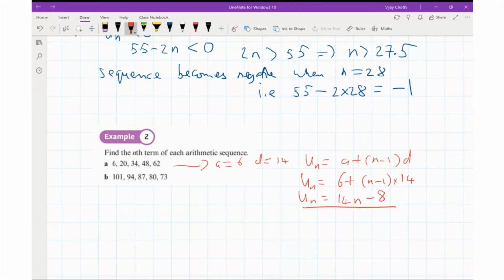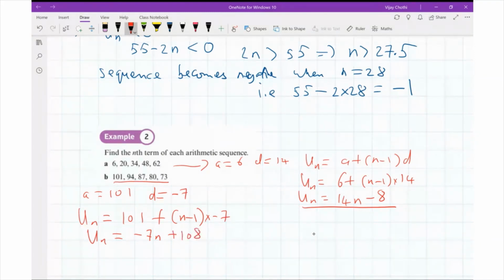Part B, the first term is 101. It's going down by 7. So you need to write d as negative 7 because it's going down, the common difference. Then the formula is a plus (n minus 1) times d. Simplify it, you'll get minus 7n. 101 plus 7 is 108. So that's the nth term of that sequence.